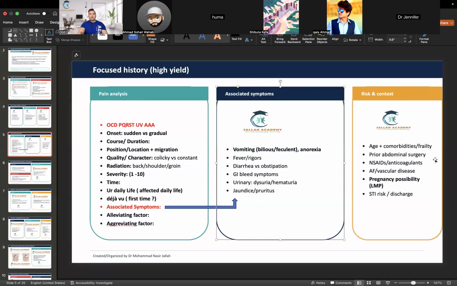Prior abdominal surgery. Why does it matter? Because if there is an obstruction and the patient has a history of surgery, it could be obstruction due to adhesion, right? So I know what is the cause of this obstruction. So always ask about the past medical history. NSAIDs, anticoagulants. Why? Because it really matters if my patient is bleeding inside. And vascular disease, pregnancy, possible last menstrual period, as I mentioned before, all this has to be asked, STI risk and discharge.